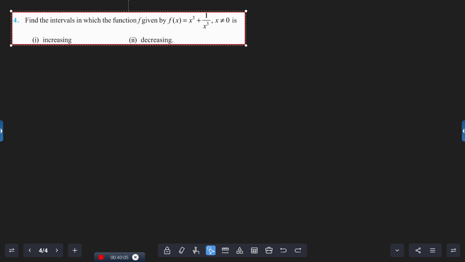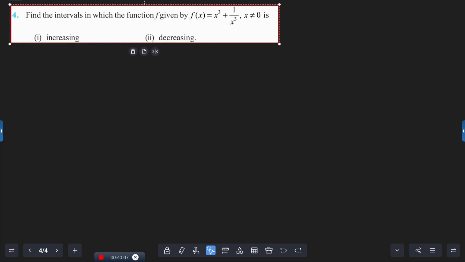So with this question we will complete the video. Find the intervals in which the function f of x is increasing or decreasing, where f of x is given as x cube plus 1 divided by x power 3, x not equal to 0. In which interval will this be increasing and decreasing? You have to find f dash of x.